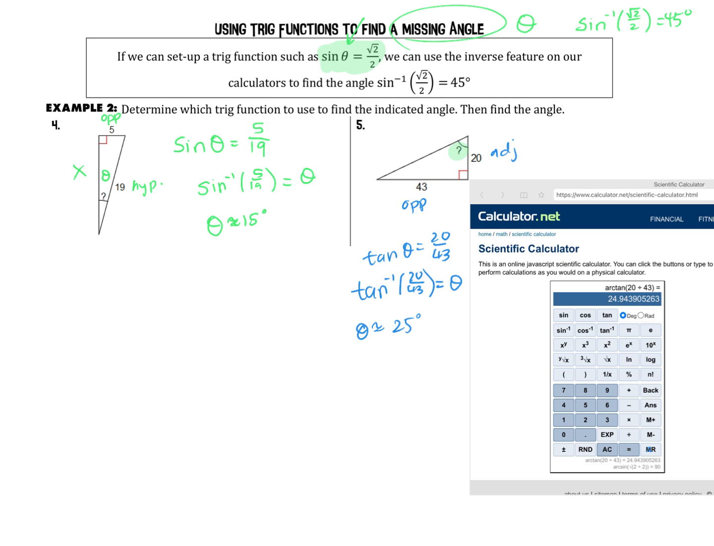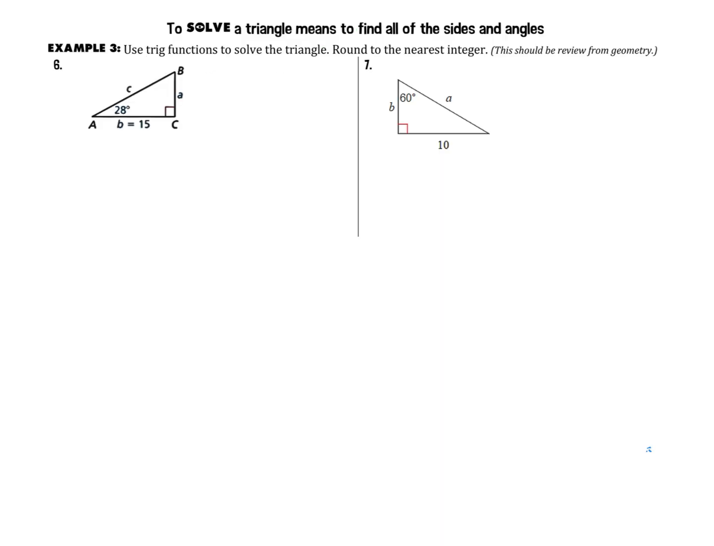Okay, now let's talk about tying these two ideas together, using those 6 trig functions, finding different side and angle lengths, to talk about what it means to solve a triangle. To solve a triangle just means to find all the sides and all the angles. This is something that you should have learned in geometry. We just talked about how to find an angle if one was missing, and we know that all the angles in a triangle add up to be 180 degrees.